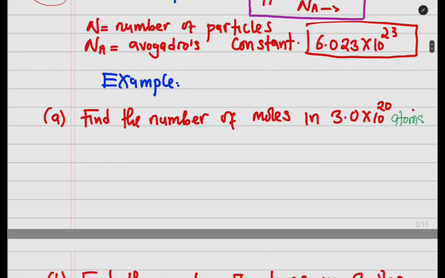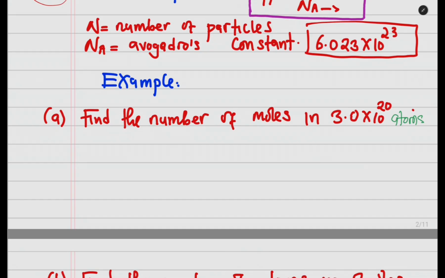Find the number of moles in 3.0 multiplied by 10 to the power 23 atoms. So like I said, they will specify what you're calculating. Are you dealing with atoms? Are you dealing with particles? What are you dealing with? They'll always specify what you are dealing with. So calculating number of moles given the particles.